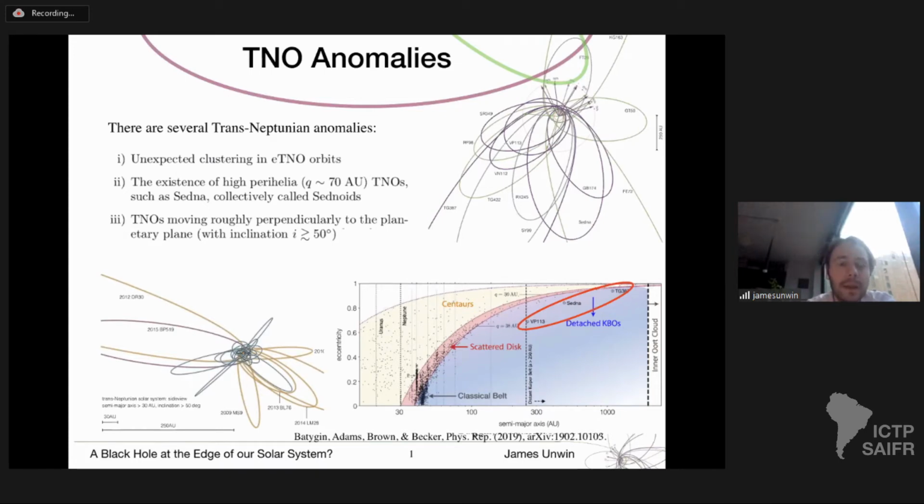Another point about these trans-Neptunian objects which isn't understood is that all the planets, of course, lie in a plane, and there are some objects with extremely high inclinations, going almost perpendicular to the plane in their orbits. Again, this set of objects cannot be explained within the standard theory. All of this information was very nicely brought together in this paper by Batygin, Adams, Brown, and Becker, in Physics Reports. If you're interested in these anomalies, I will direct you there.